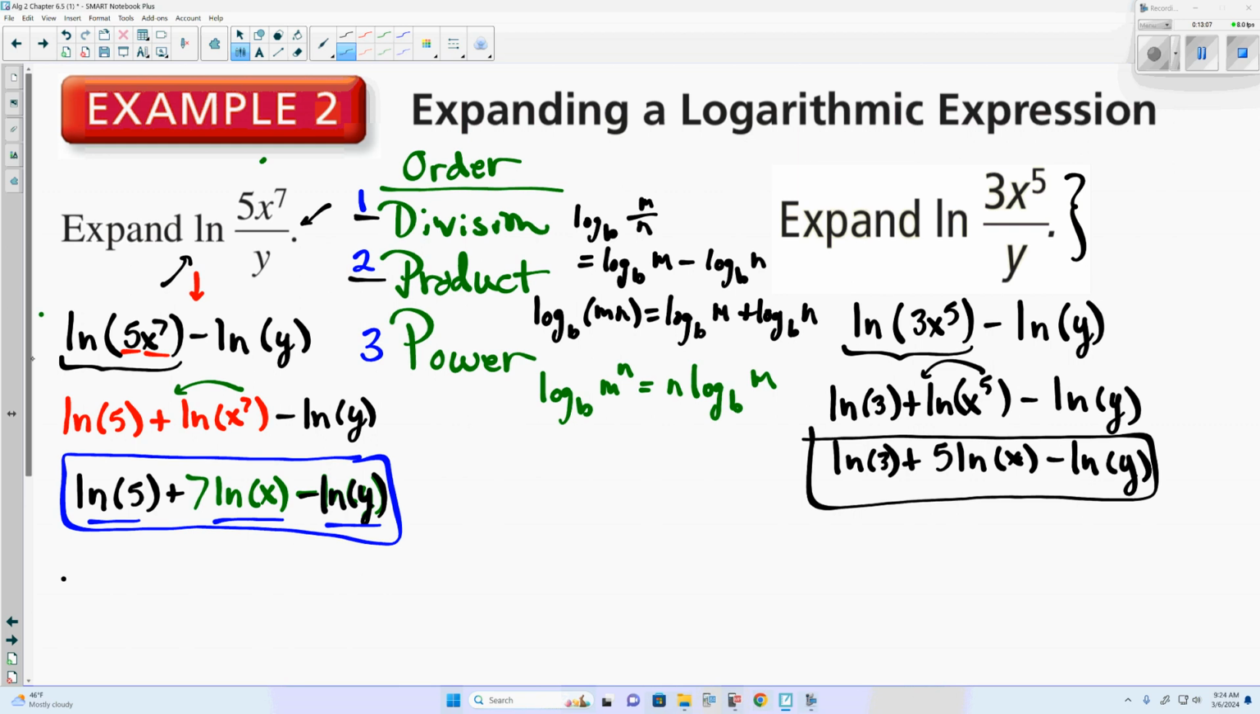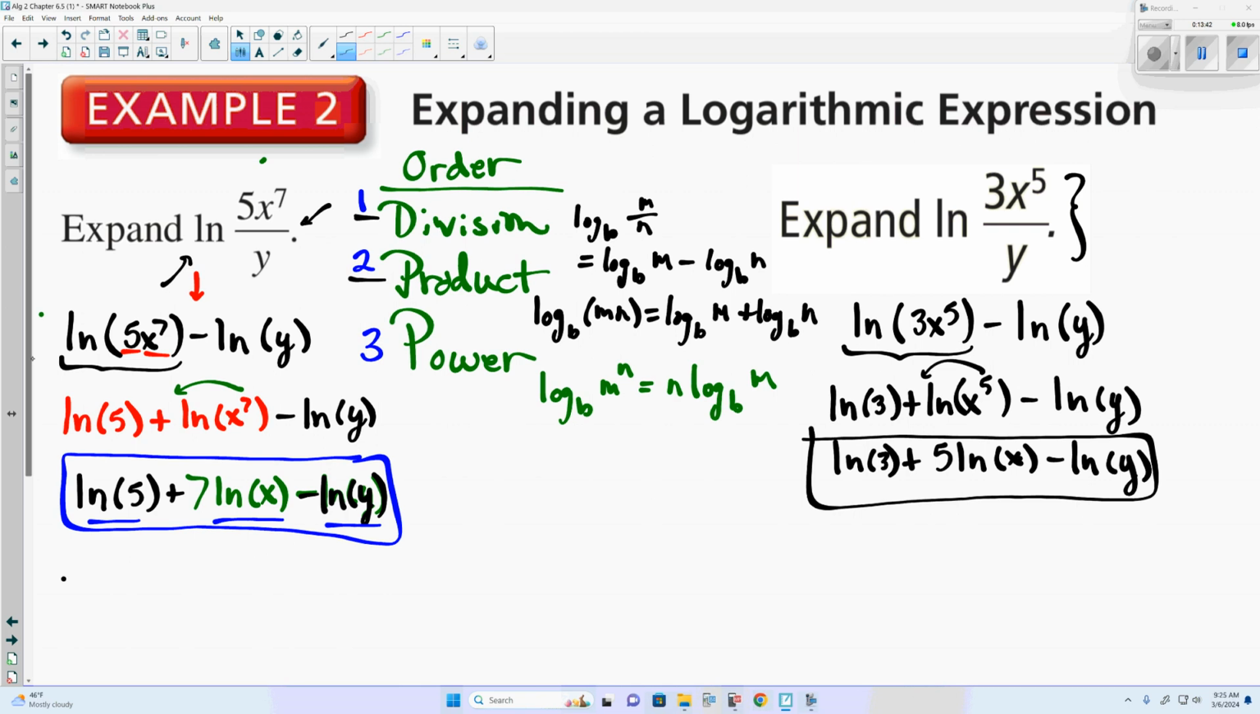I'll write it over here in purple, expand. The order for expanding is quotient, our division, product, power, exponent.